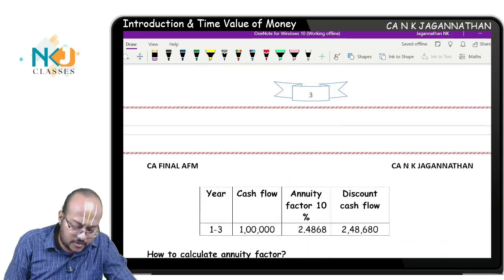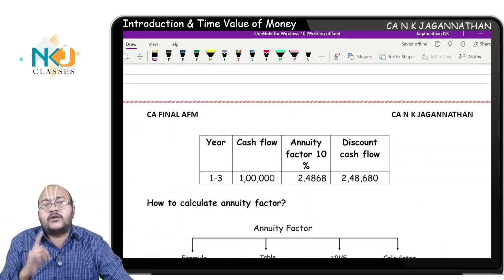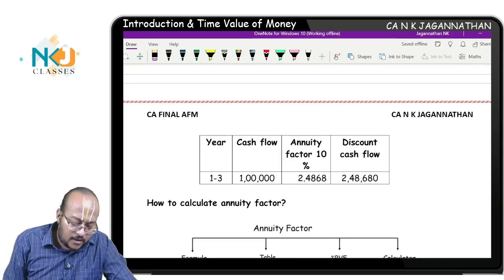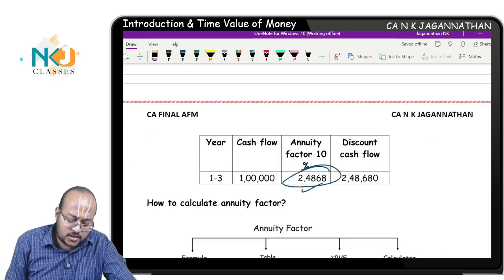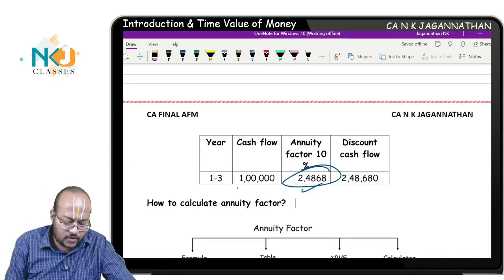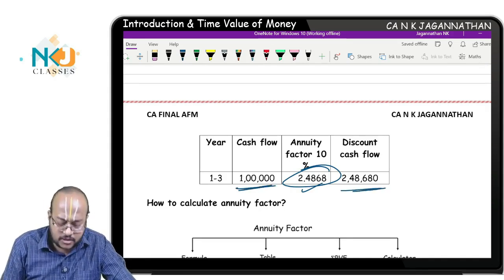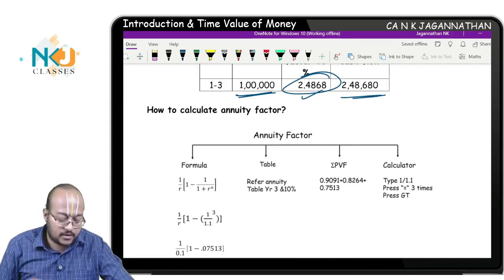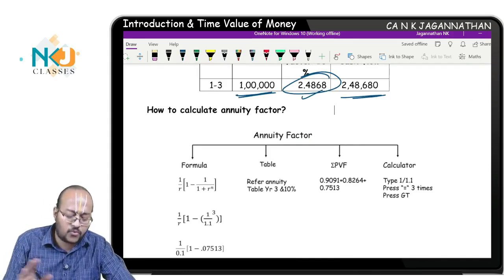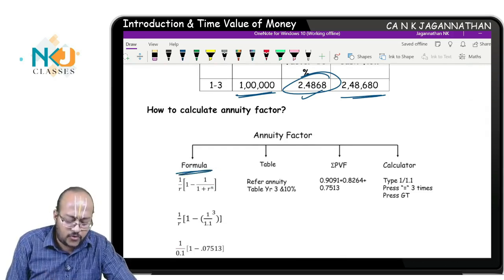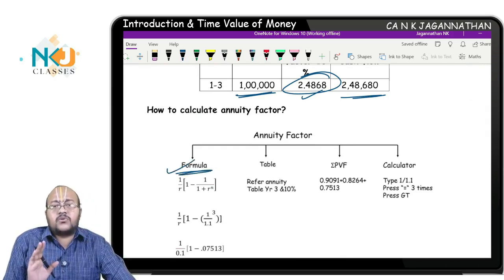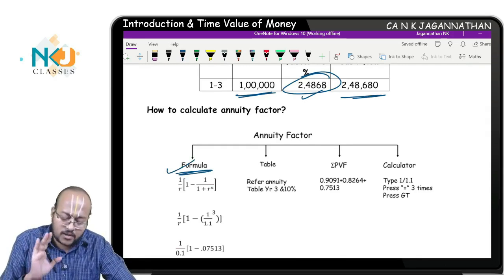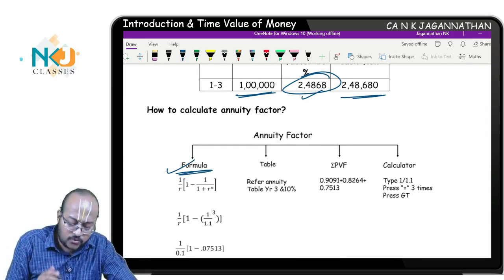How to bring it? Very simple. You multiply using the present value annuity factor in this case. Here the present value annuity factor is 2.4868, and if you apply it to 1 lakh rupees, you will get it. That is not an issue. How to compute this annuity factor is what we are going to learn. Very simple. There are 4 methods. Formula, forget about the formula. It is confusing and you will not be able to easily remember. Forget about it. I'll tell you how to compute this.